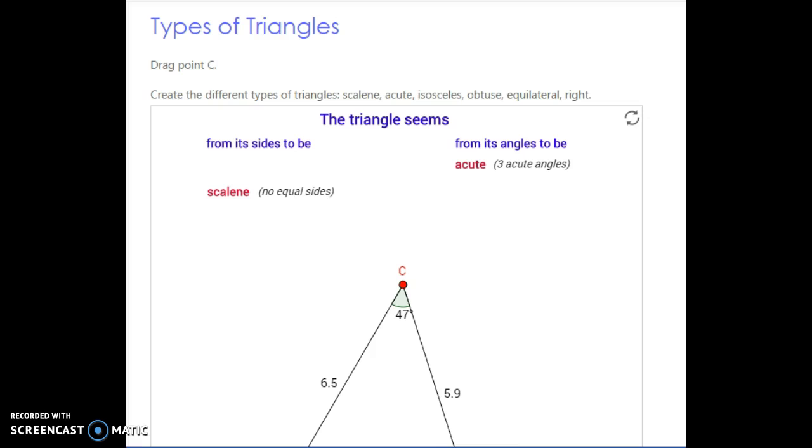The tool I'll be using today is a tool from GeoGebra called Types of Triangles, and I will be using it to demonstrate what equilateral, isosceles, scalene, and right triangles and their angles look like. What is nice about this tool is that it will tell you, as you change the side lengths of the triangle, what type of triangle is being made and what types of angle it has.